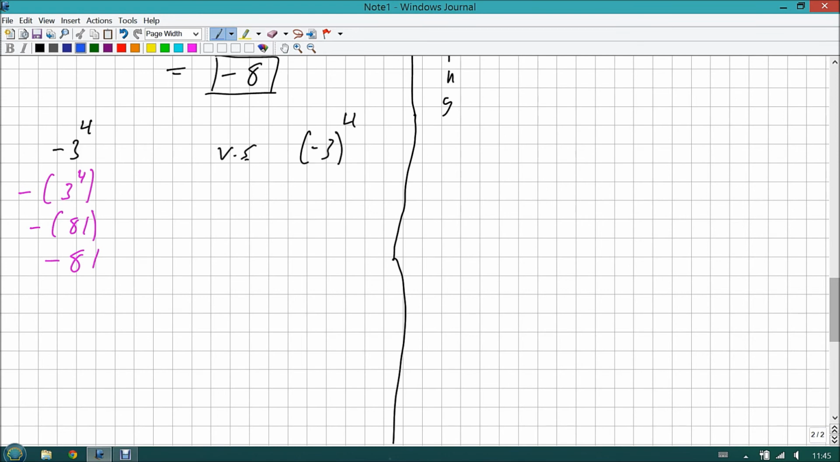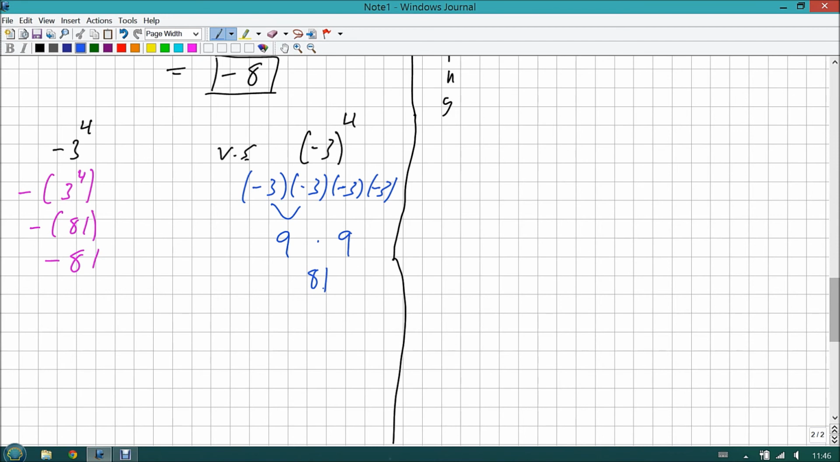Now on the other side, we have (-3) to the fourth, which means that we have -3 times -3 times -3 times -3. Now we're going to do the same thing as we did before. We're going to group them up, and we're going to say -3 times -3. What is -3 times -3? Well, a negative times a negative is a positive, so we have a +9. And then another -3 times another -3, well, a negative times a negative is a positive. And +9 times +9 is positive 81.